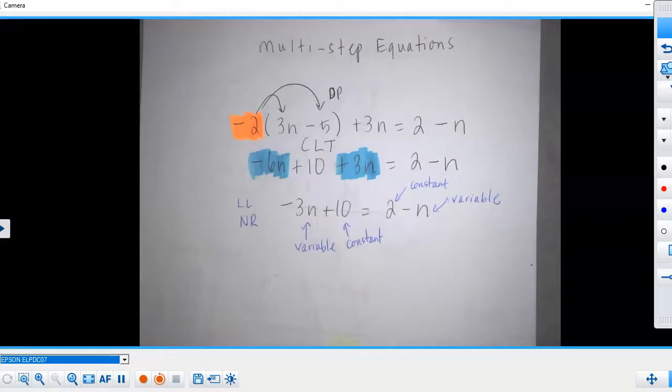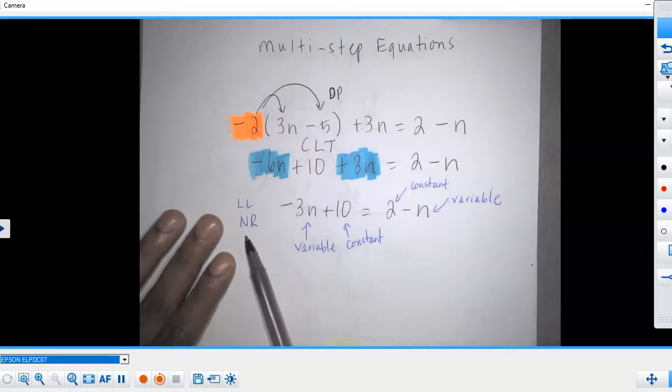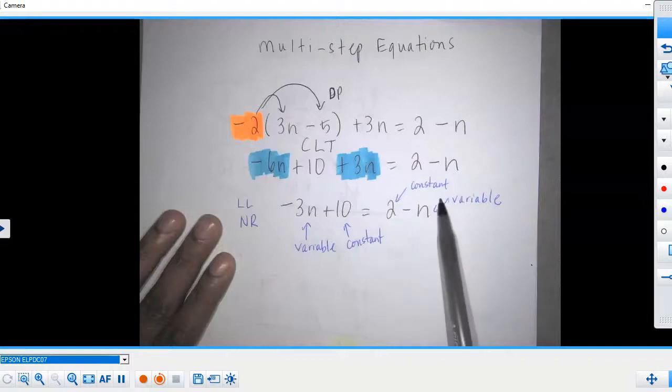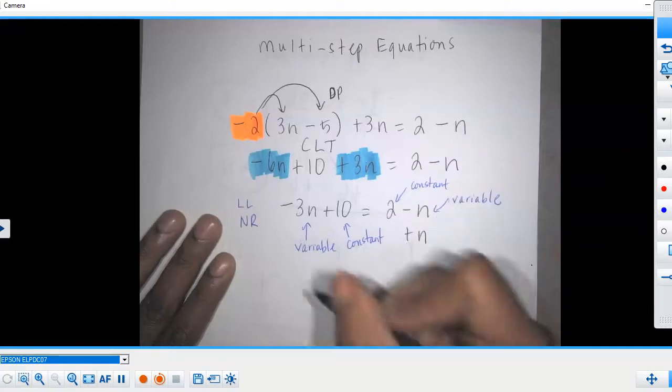That's why at this step, you guys, I don't like to hear y'all say, oh, I'm going to do combine like terms. It's focusing, okay? So this is where I'm going to do letters left, numbers right. So I'm bringing all of my letters. Anybody who's on the right, we have to do an inverse operation. So I'm going to do plus n. What I do to one side, I'm going to do to the other.